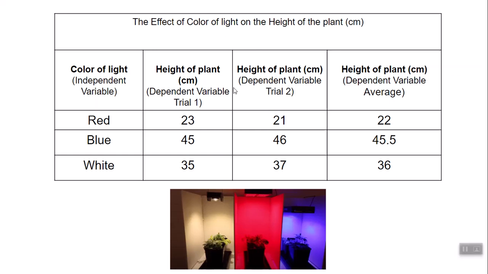All right, so the height of the plant would be the dependent variable. Here you have your trial 1, your trial 2, and then typically you average out the trials, and that is what you end up graphing, the average.